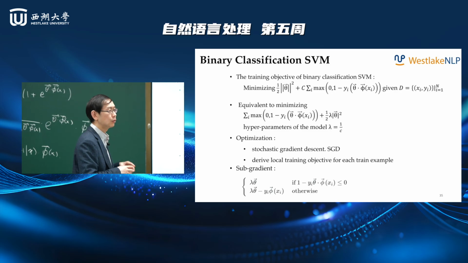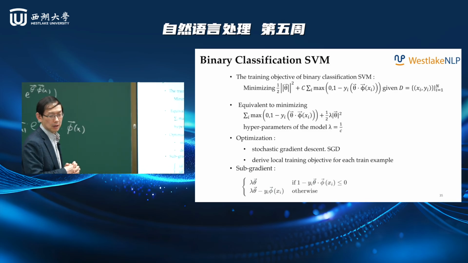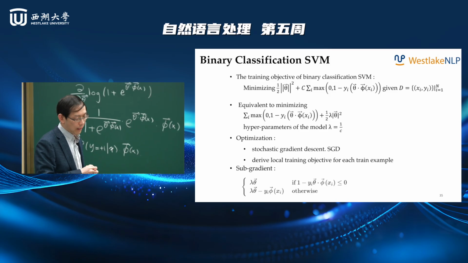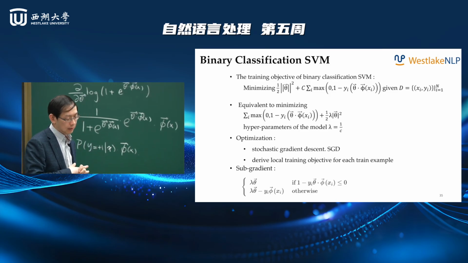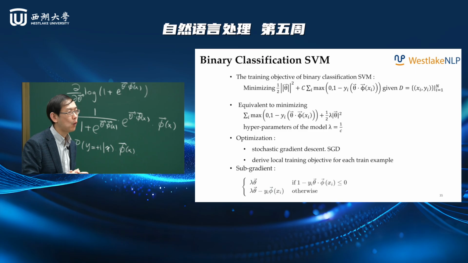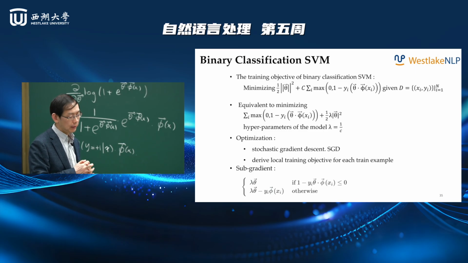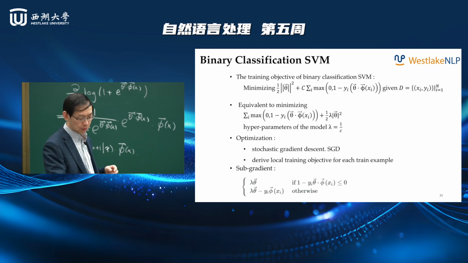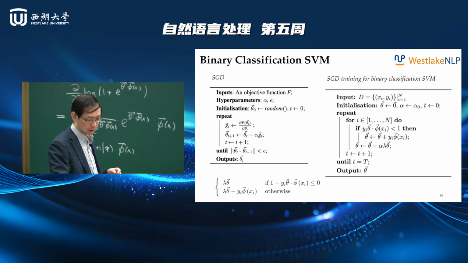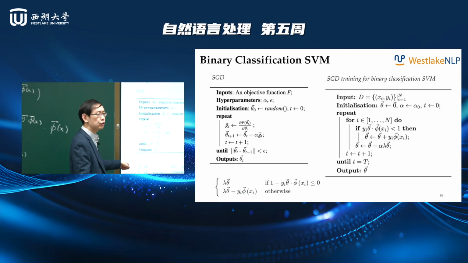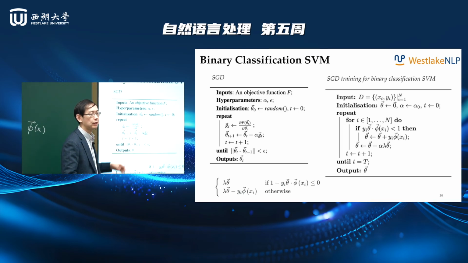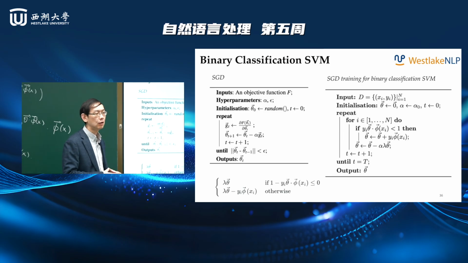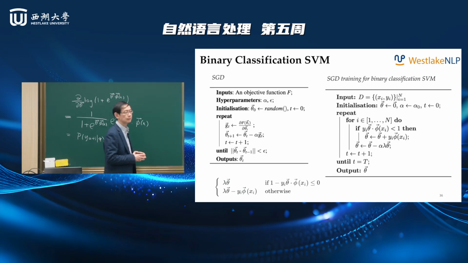Okay, so the two subgradients are here. When y theta phi is larger than 1, the gradient is lambda theta. Otherwise, the gradient is lambda theta minus the thing, okay? Now all I want to do is plug this gradient for every training example back into SGD, right? And I got a full training algorithm for SVM.